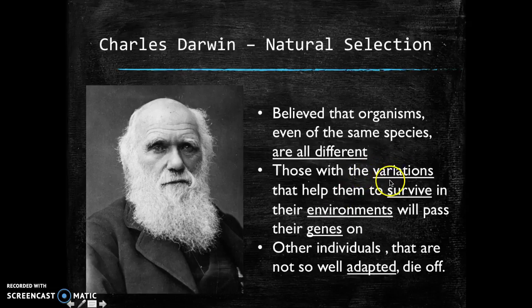He called them variations. You learned this word last class, but essentially it just means that even within the same species, there are animals that look different. And with those differences, he believed that some of those differences helped animals survive in their environments, and some of those differences did not help them survive. He believed that those who survived passed their genes on to future generations, while those with differences that didn't help them survive died before they could pass their genes on. So this is a little bit of the same idea that we learned about last class.